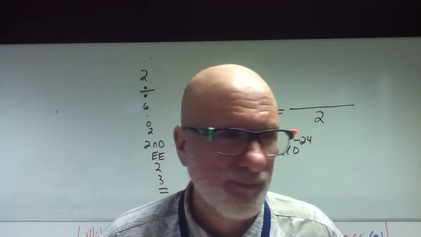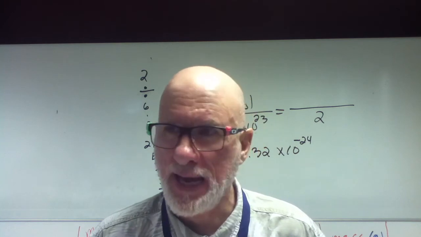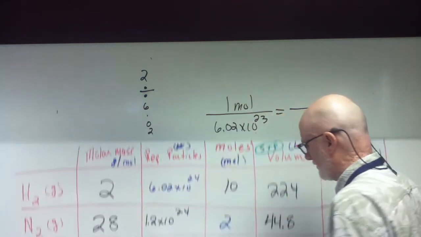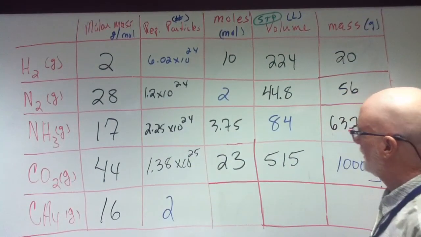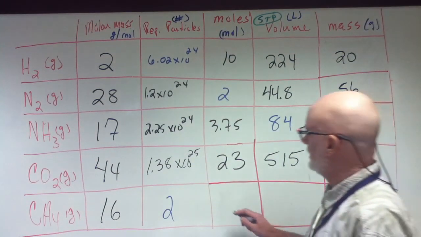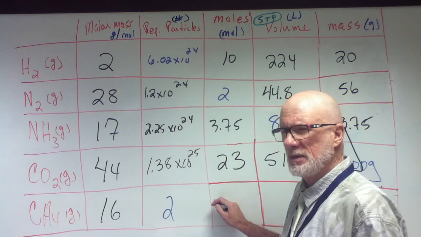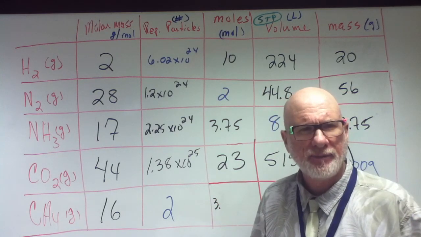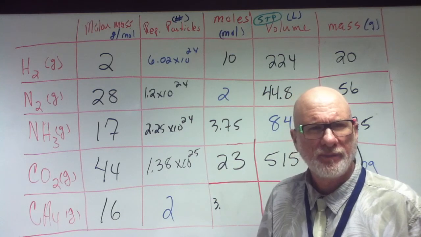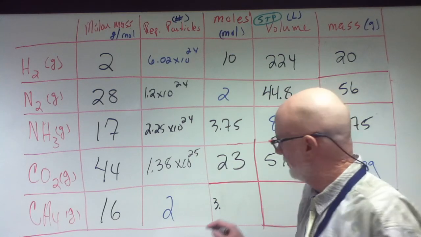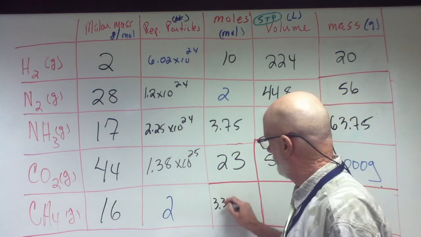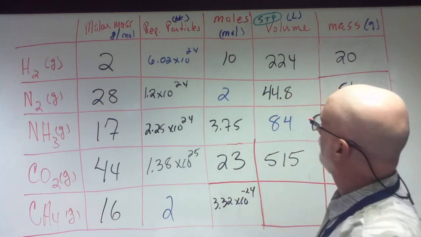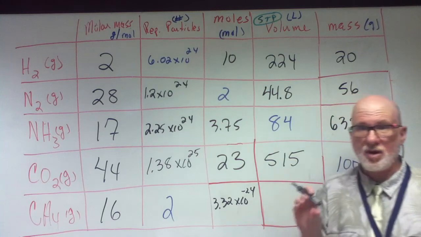What else? Anybody else? You got it? Can we put that in? All right. So we're going to put that in here. And it's going to be, what was it? 3 point... Basil, what'd you say? 3.32 by 10 to the negative 24. That's how many moles. So small, right?